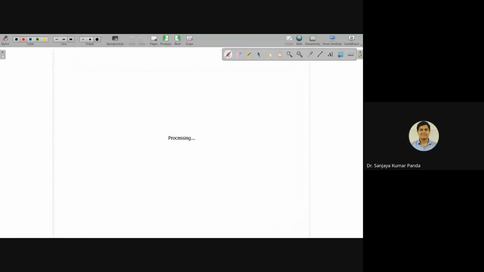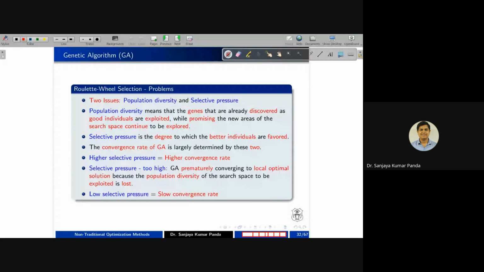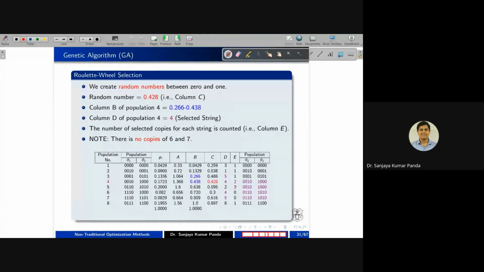Whatever I have explained, you can go through the slide. I will not repeat. But there are two issues. One is called population diversity. Another is called selective pressure. What does population diversity say? Population diversity means that the genes that are already discovered as good individuals are exploited. In both cases, if a particular population is good, we are only exploring that. So many researchers also suggested that sometimes, if a population is not good, let the population suffer. So in the next generation, maybe the population may perform better, right?